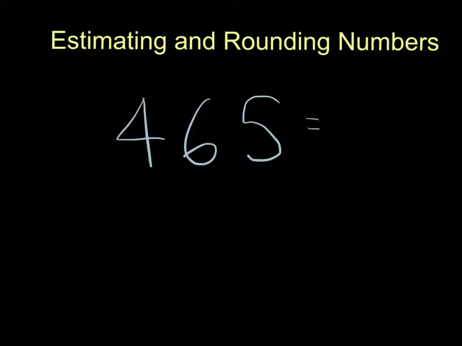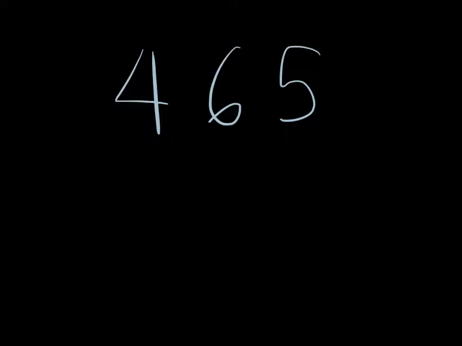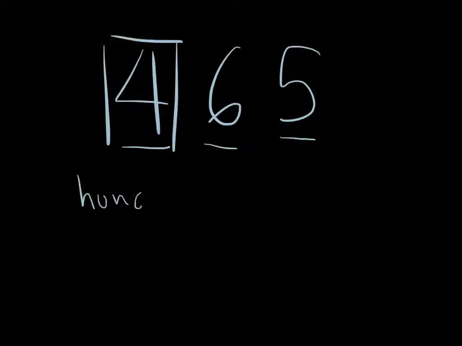For example, if we took the number 465, we can round this number off to 500. I'll show you how I did that. 465 is made up of 4 hundreds, 6 tens, and 5 units. Whenever we round a number, we round to the nearest leading digit. Now the leading digit in this case is the 4. The 4 represents hundreds. So we're going to round to the nearest 100.